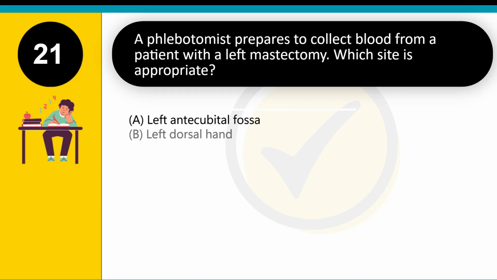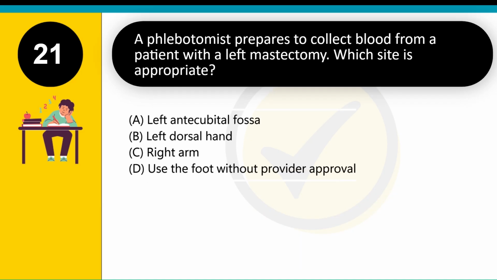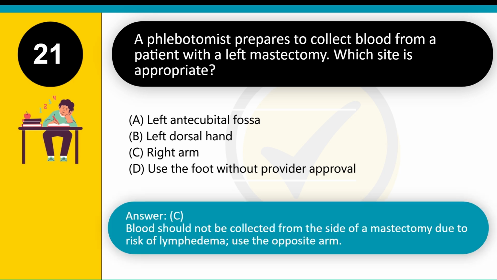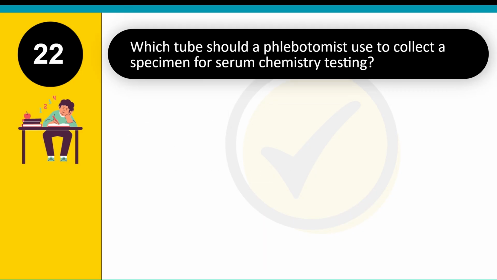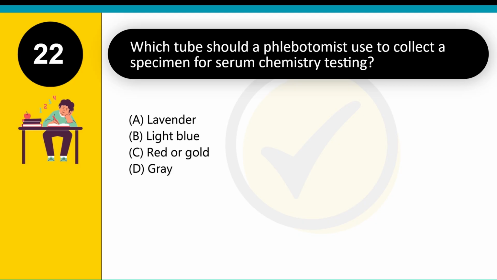A phlebotomist prepares to collect blood from a patient with a left mastectomy. Which site is appropriate? A. Left antecubital fossa. B. Left dorsal hand. C. Right arm. D. Use the foot without provider approval. Answer C. Blood should not be collected from the site of a mastectomy due to risk of lymphedema. Use the opposite arm.